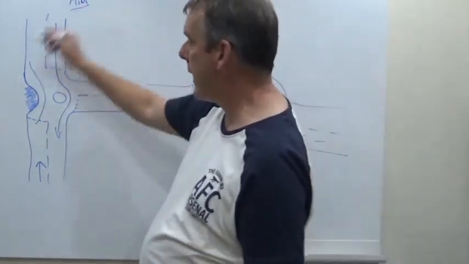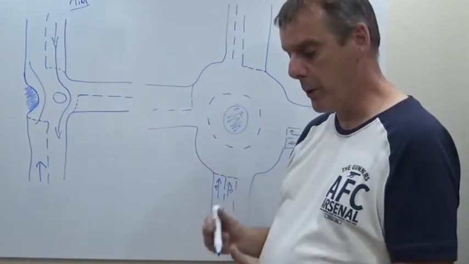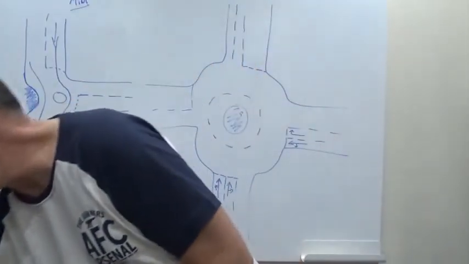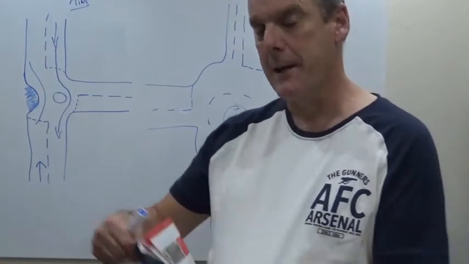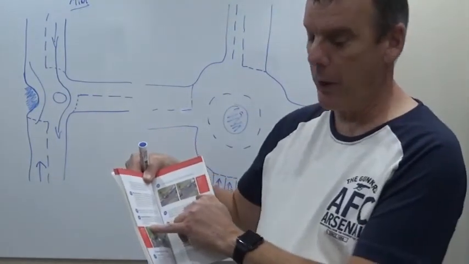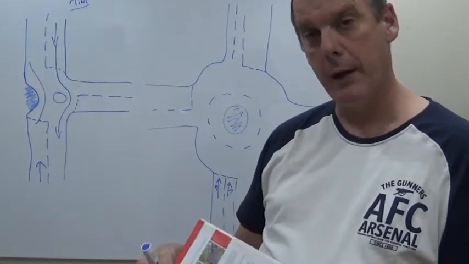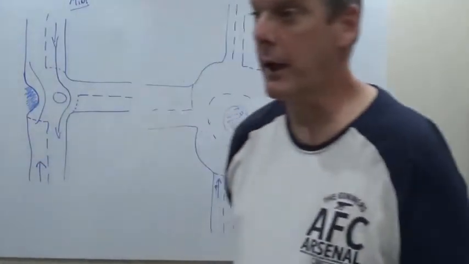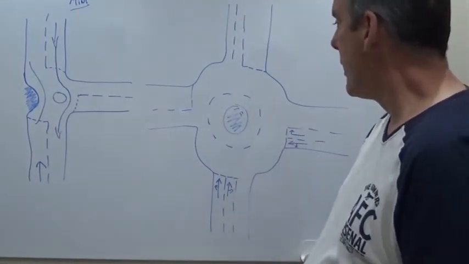So hopefully that's clarified a little bit with your positioning and what you should be doing with your mini roundabouts. If you go to your Highway Code and turn to page 66, have a read up on what the Highway Code is actually saying about the use of mini roundabouts. Approaching the roundabout is as normal, the same as approaching a regular roundabout, no different there.